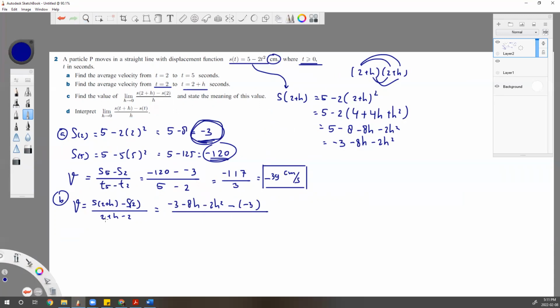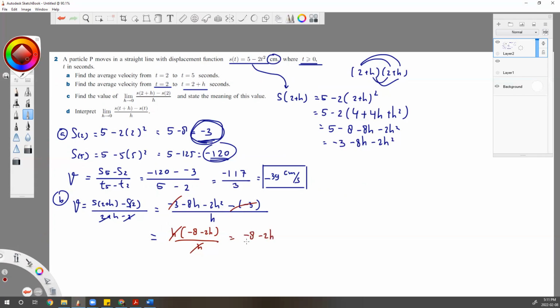Over h. So you can eliminate the negative 3 plus 3, and then you can get rid of the h. Negative 8 minus 2h over h. So the average velocity from t equals 2 until 2 plus h is negative 8 minus 2h, right?